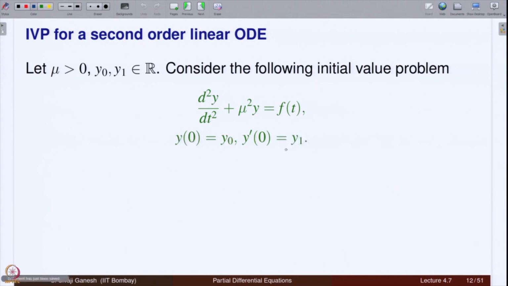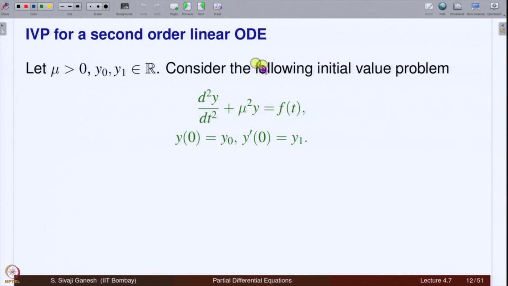If you notice, this looks like the wave equation, because in the wave equation we have a u_tt term, that is like d²u/dt², but instead of μ²y we have minus Laplacian u, equal to f(x,t). Naturally, the wave equation, being a partial differential equation, has both x and t variables, but one can view the wave equation also as an ordinary differential equation.